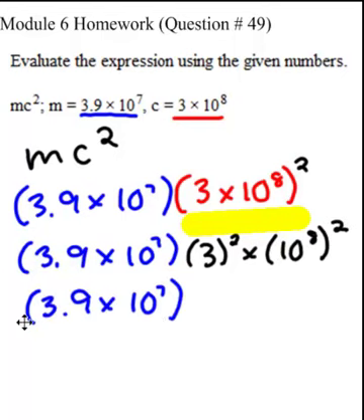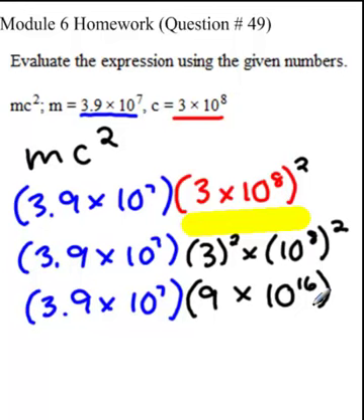Again, we'll just bring this down because we're not doing anything with that yet. Now, if I square 3, I'm going to get 9 times. When you raise a power to a power, you multiply the exponents. And so the 8 and the 2 will be multiplied to get me 16. So that's the new exponent.